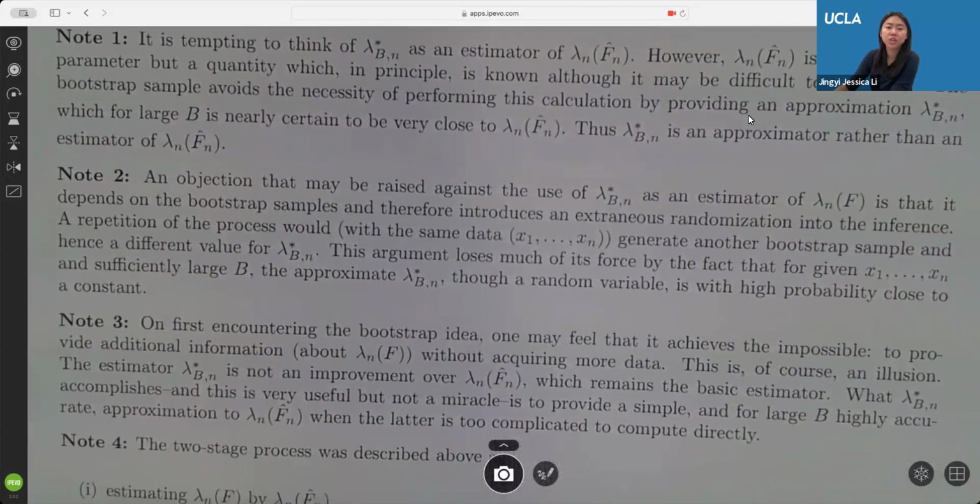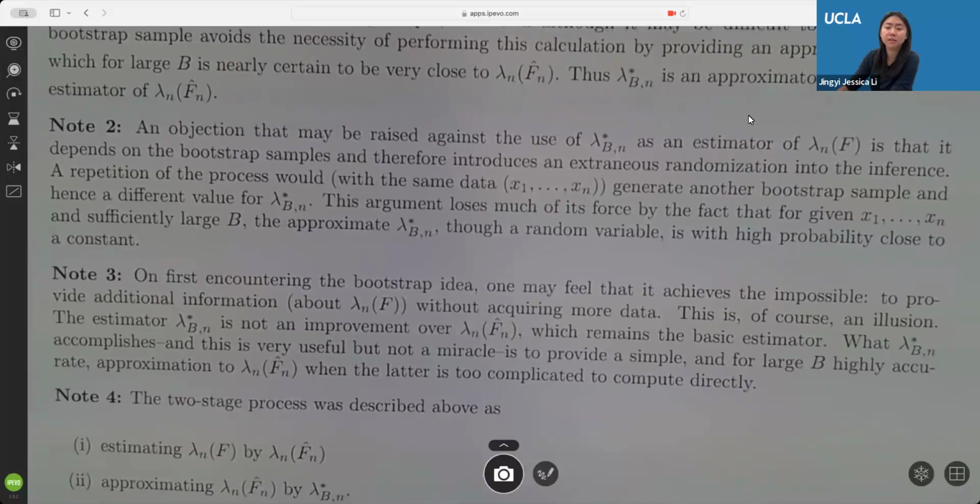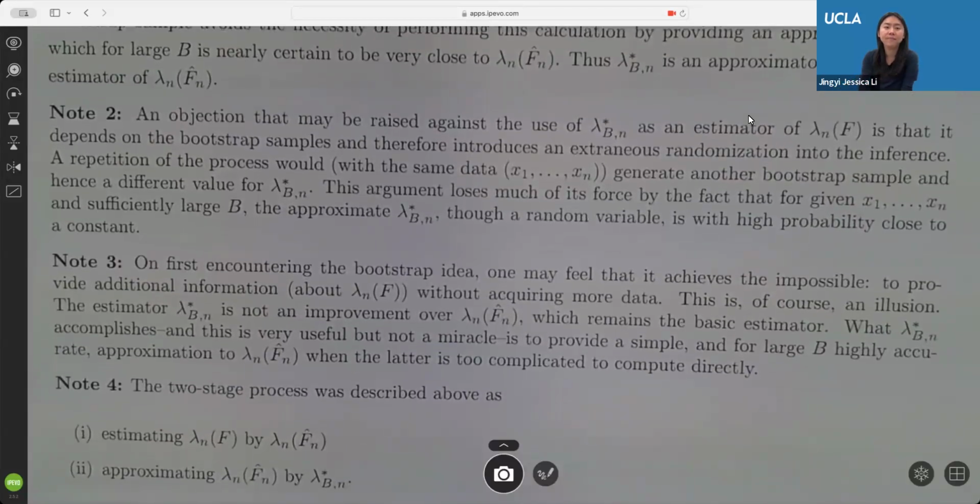Note 2. An objection that may be raised against the use of lambda bn star as an estimator of lambda of F is that it depends on the bootstrap samples and therefore introduces an extraneous randomization into the inference, right? It's random. A repetition of the process would, with the same data x1 to xn, generate another bootstrap sample and hence a different value for lambda bn star. This argument loses much of its force by the fact that for given x1 to xn and sufficiently large B, the approximation, though a random variable, is with high probability close to a constant, right? If you repeat this again and again, as long as B is large.